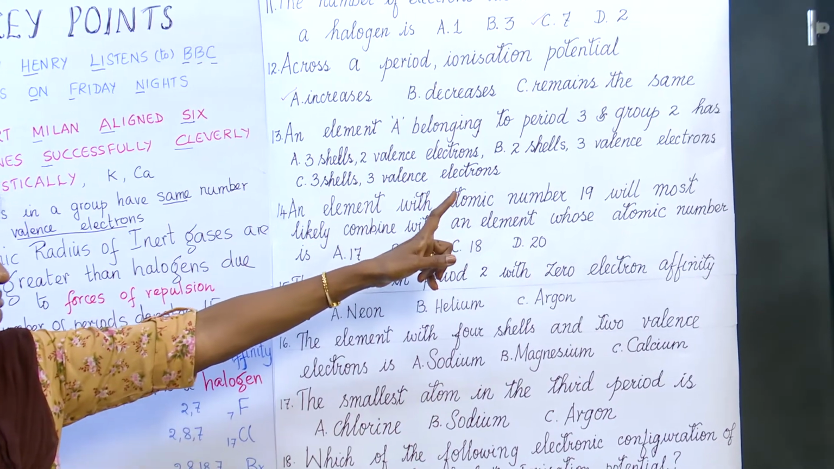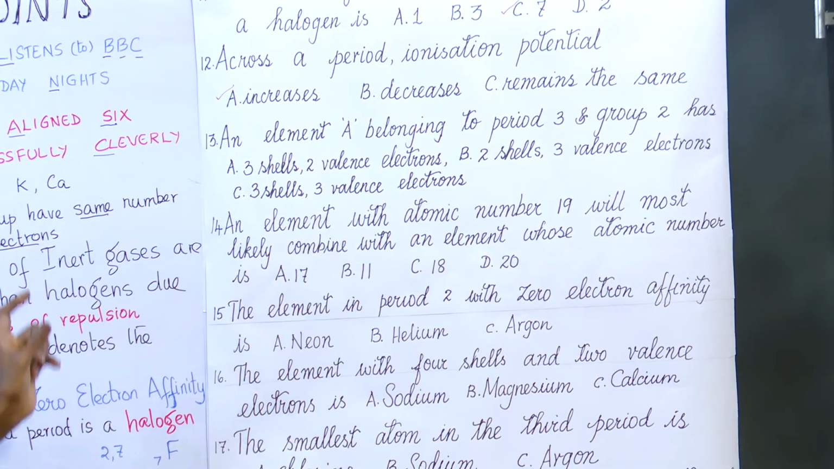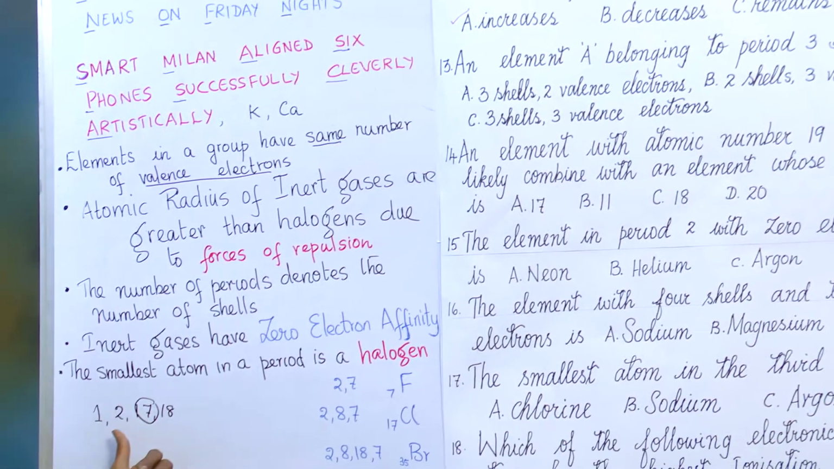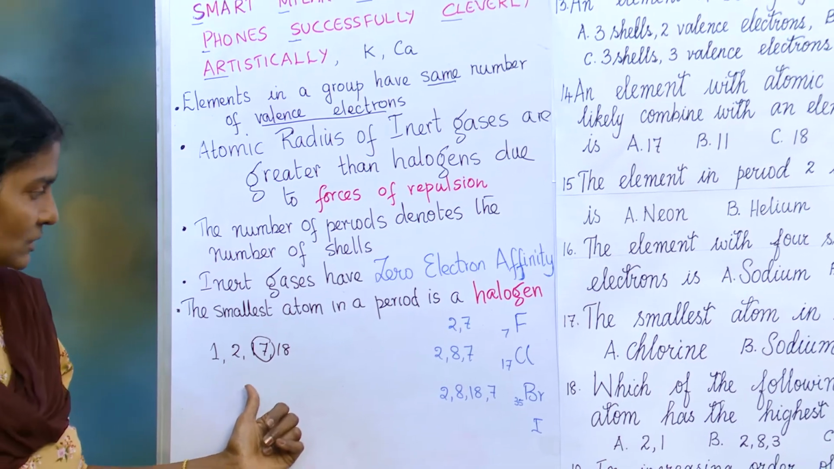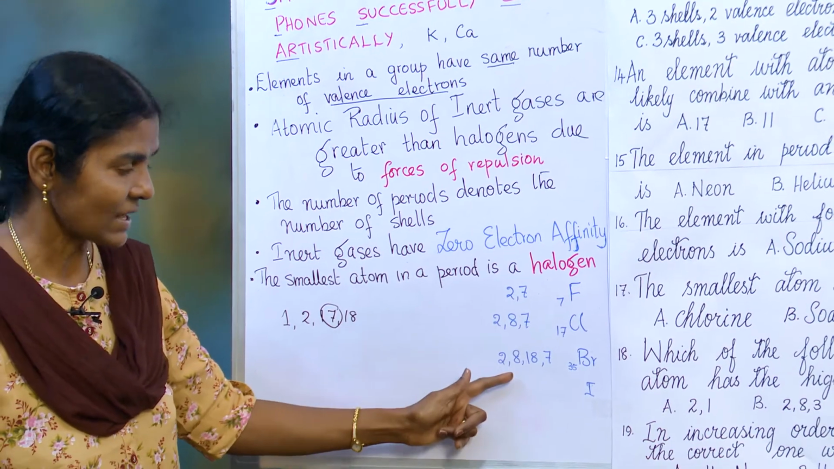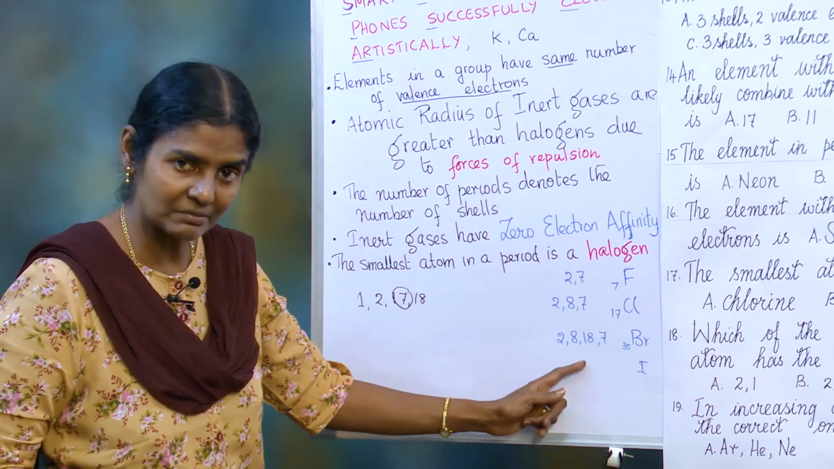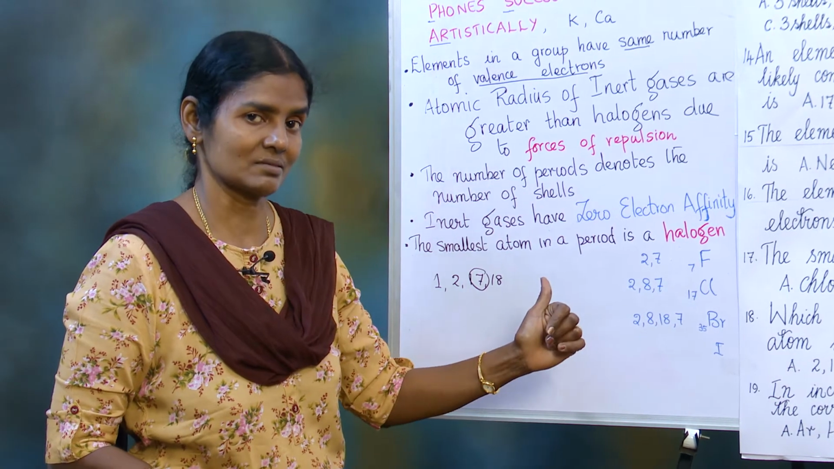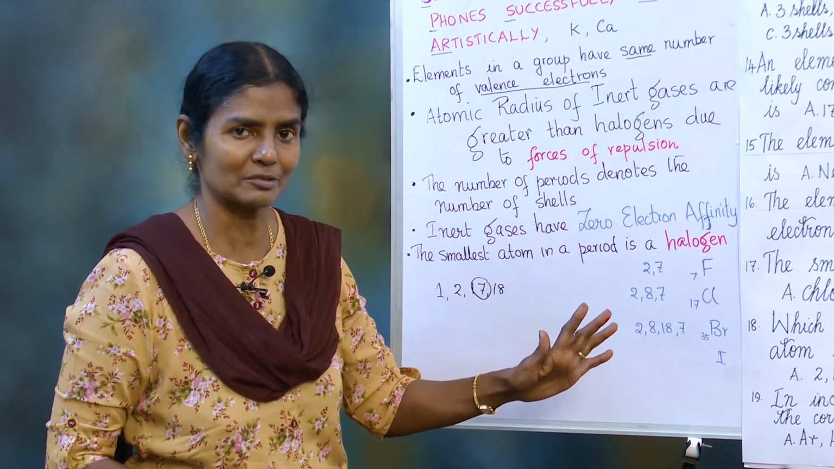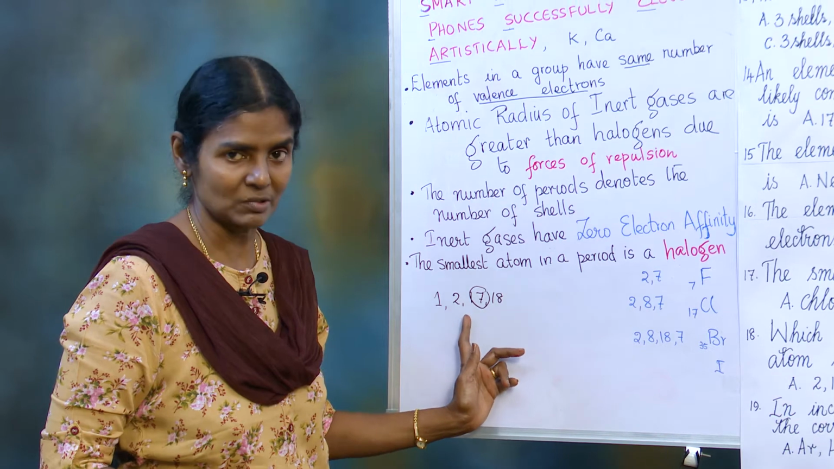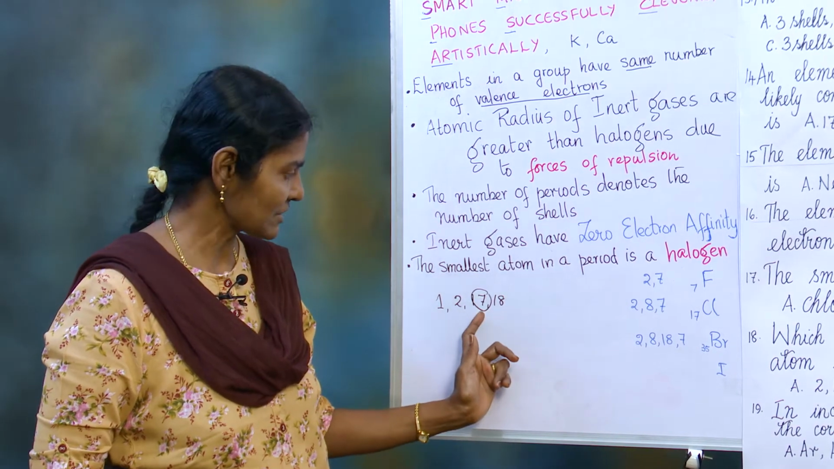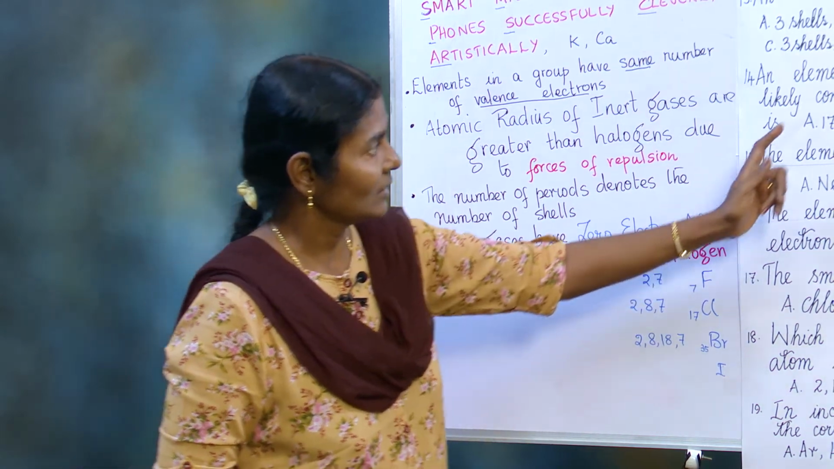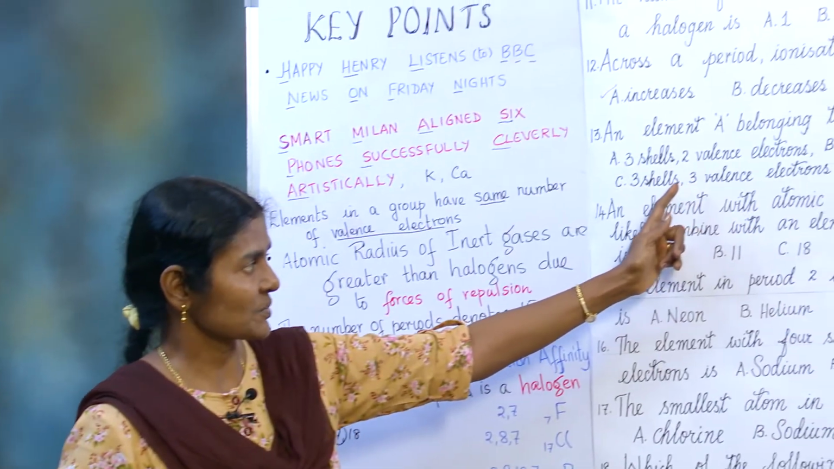Group 2. If it is belonging to one group, group 1 would have 1 valence electron, 2 would have 2 valence electrons. 17 is halogens which have 7 valence electrons, and group 18 has 8 valence electrons. Only these 4 you have to remember. 1 and 2 is normal. 1, 2. 17 has 7 and 18 has 8. Now come back. What will be the correct option?